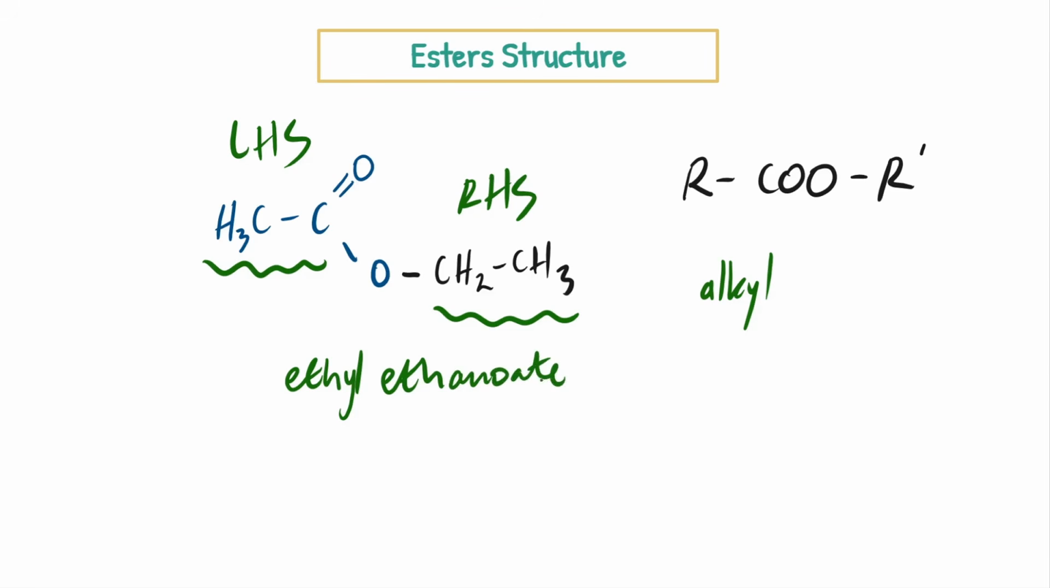Okay, ethyl ethanoate. Simple as that, guys. Name the right-hand side, name the left-hand side, and remember the -anoate end of an ester functional group. Okay, now this can get more complicated.